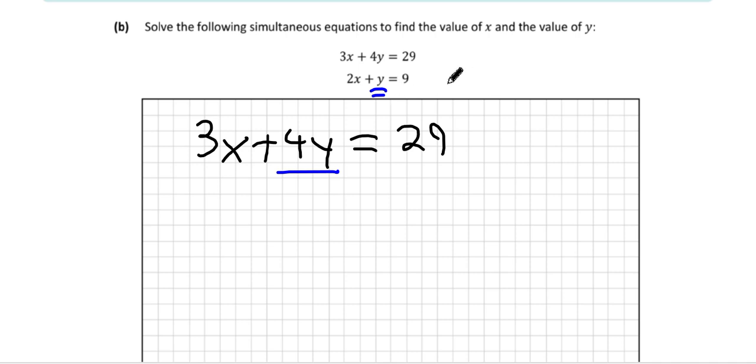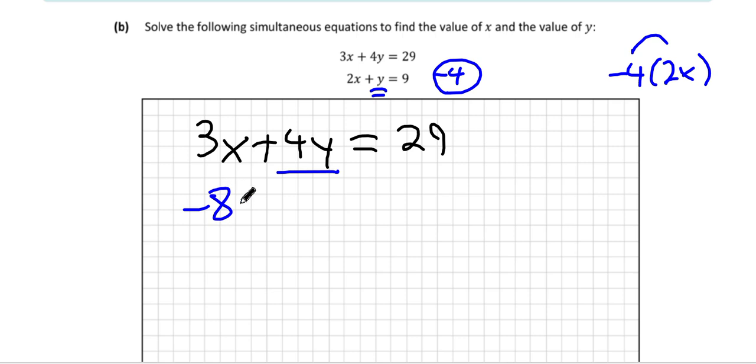So what should you multiply the bottom equation by? Minus 4. Right. So minus 4 multiplied by 2x. Four. 4 multiplied by 2, minus 8x, okay? Because you're multiplying 4 by minus 2. Yeah. Then you're going to multiply minus 4 by y.